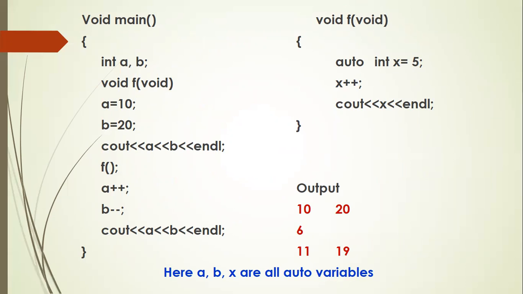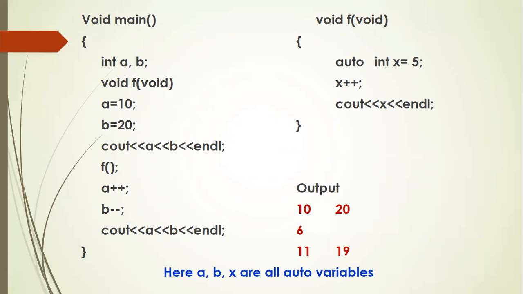The next line, the prototype void f, indicates that there is a function called f that you are going to call later, which does not take any argument because it is mentioned as void. At the same time, the function is not returning any value, so the return type is also void, and in the argument place I also mentioned void. Now A equal to 10 and B equal to 20. These two lines initialize the variables A and B with the values 10 and 20.